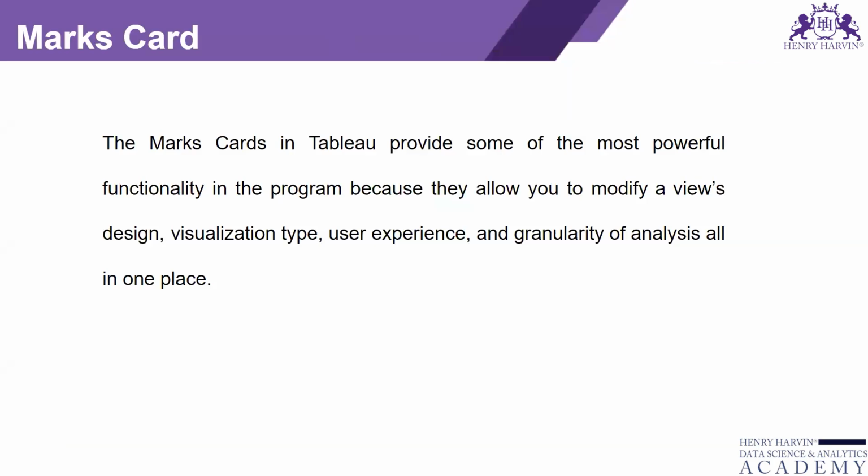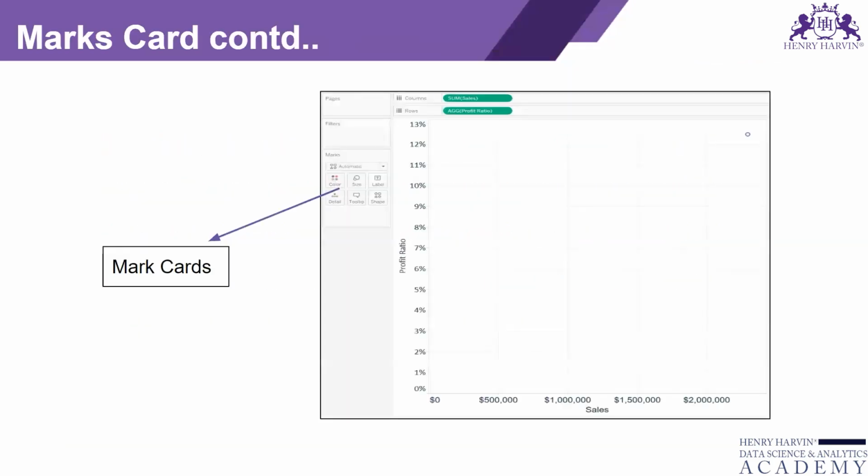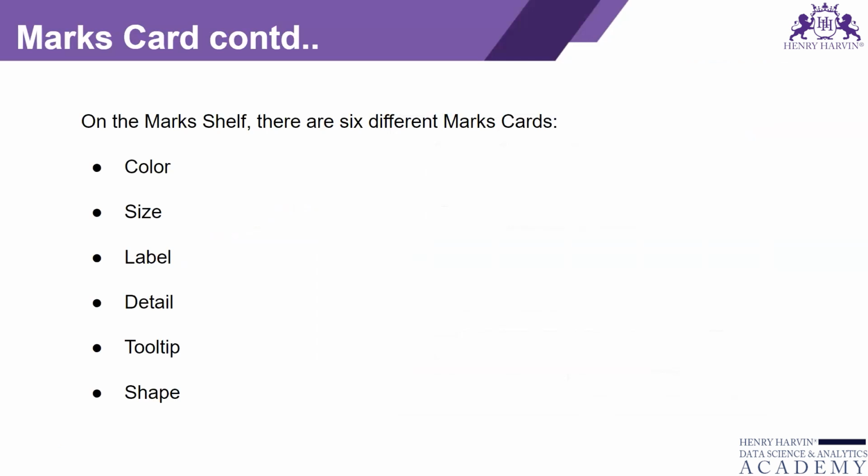Now, next one is the marks card. Okay, so the marks card option is actually the most powerful tool that Tableau provides. You can use the color option to change the colors. Now, I will tell you the basic definition of each component of the marks card. First one is color. Second one is size. Third one is label. Fourth one is detail. Fifth one is tooltip. Sixth one is shape.